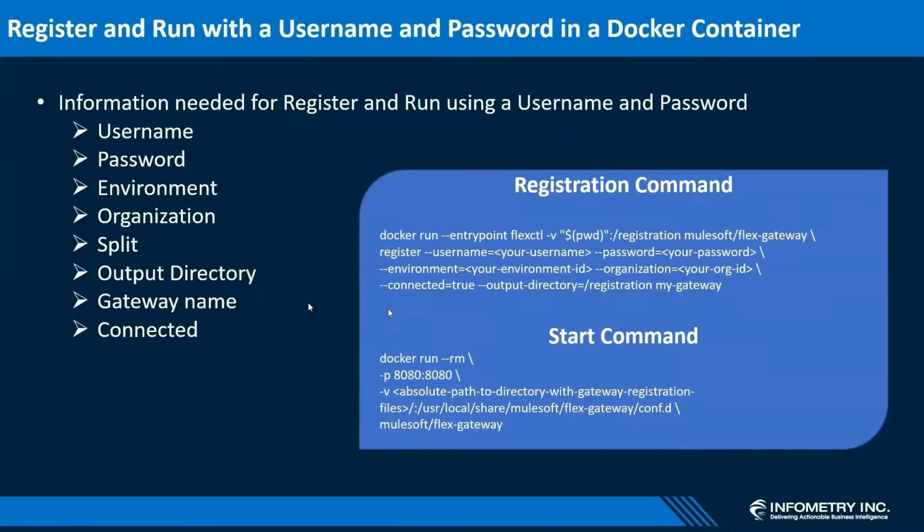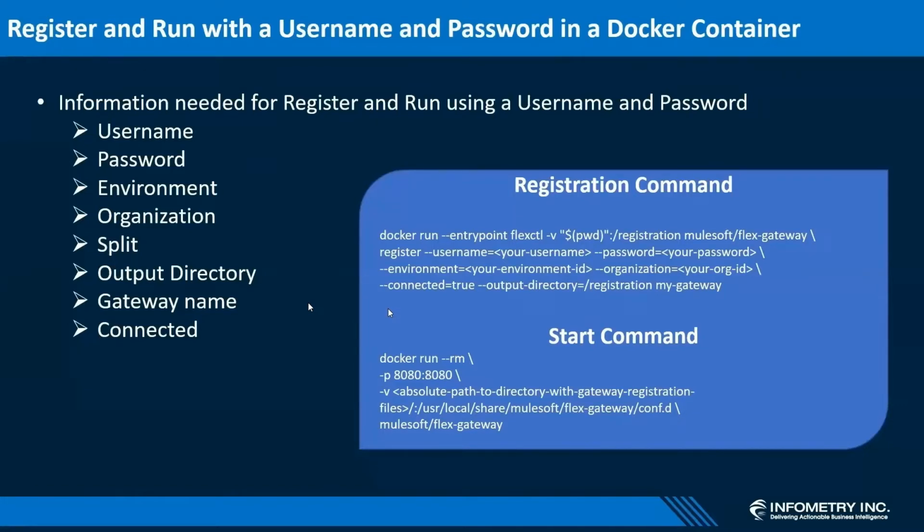Split. The default value for split is false. If split is set to true, registration information will be split into two files, registration.yaml and certificate.yaml. If false, all registration information is contained in one file, registration.yaml.